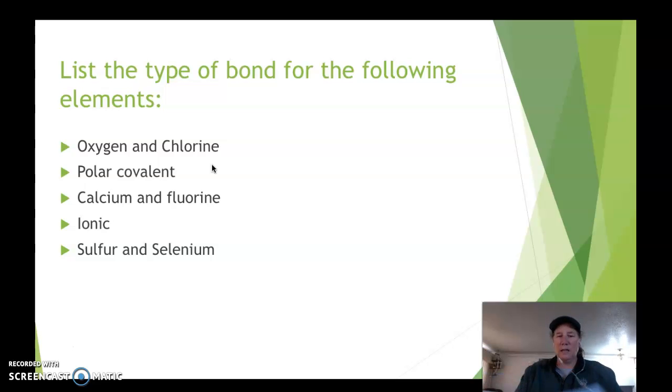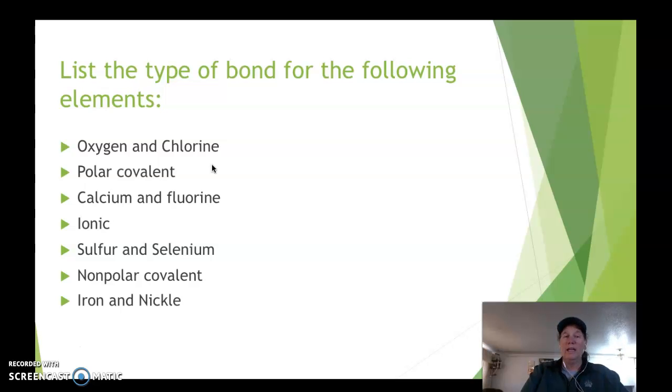Sulfur and selenium, if you look on here, sulfur's 2.5 and selenium's 2.4, so the difference would be 1.1, so that would be nonpolar covalent. Okay? And iron and nickel, iron is 1.8 and nickel is 1.8, so again, that doesn't form a bond. Why? Two metals, you guys. Anytime you have two metals, it's not going to form an ionic or a covalent bond. You can't look at the electronegativities. If you put two metals together, basically, it's not going to form a bond in this way.